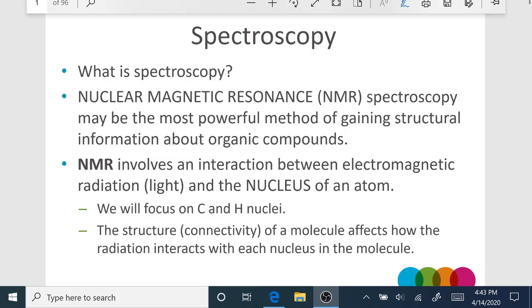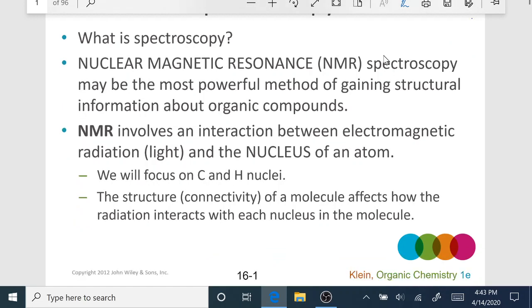Hi, and welcome back. Today we're going to be discussing nuclear magnetic resonance spectroscopy, which is chapter 16 in versions 1 and 2 of Klein, and chapter 15 in version 3. So, what is NMR spectroscopy?